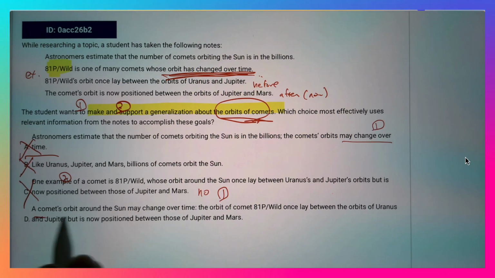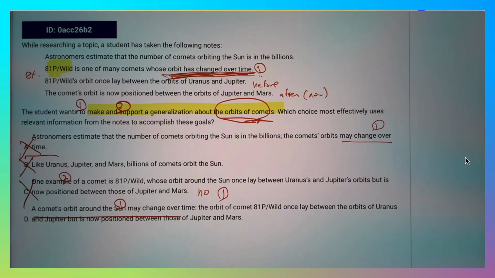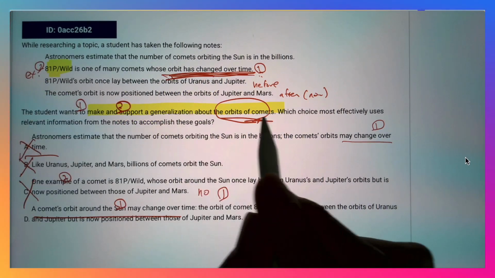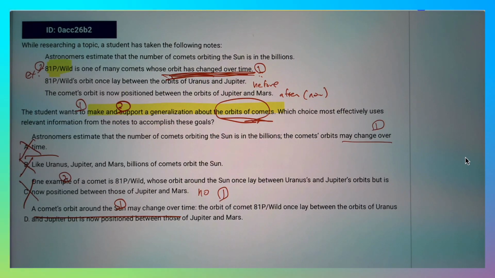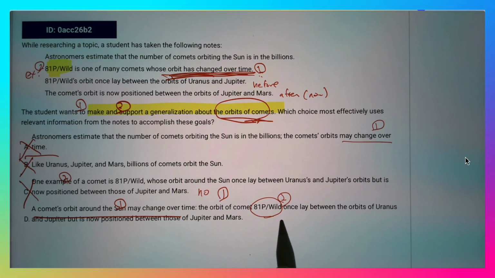Choice D, a comet's orbit around the sun may change over time. So that does talk about the generalization. Okay, this would be number 1: comets have orbits, and a comet's orbit changes over time. And then now we get into very specific detail of 81P Wild to back up our statement. So choice D is the correct answer.